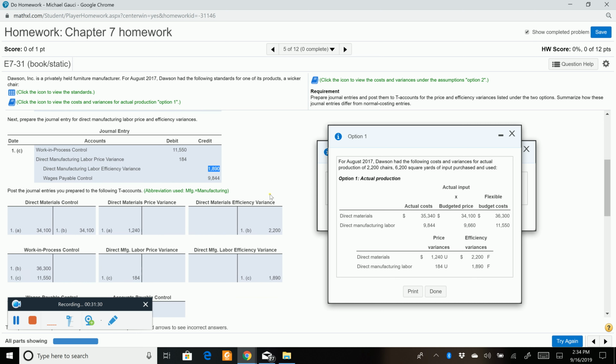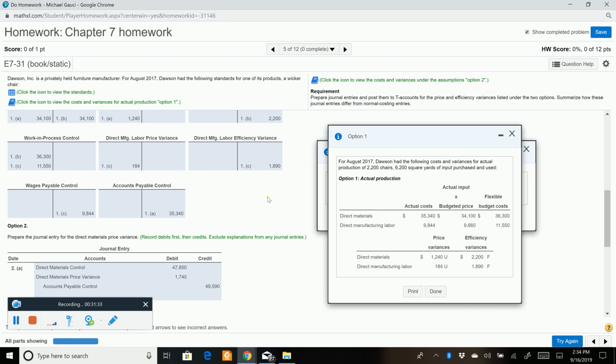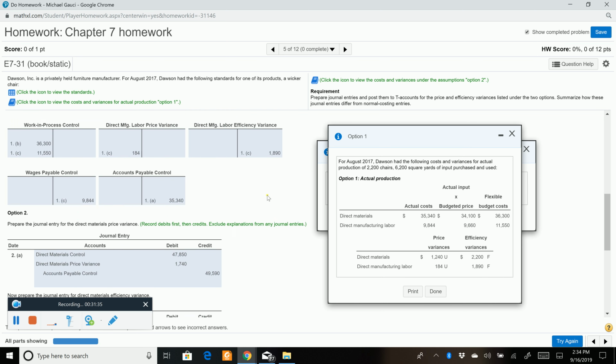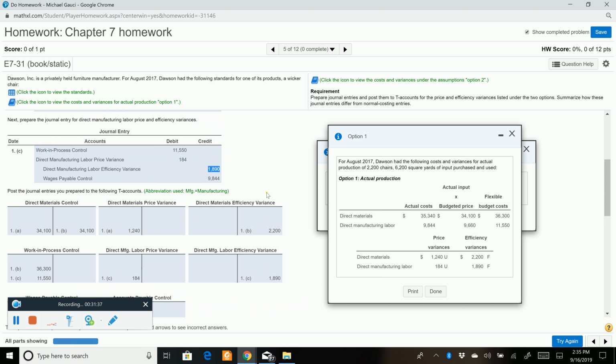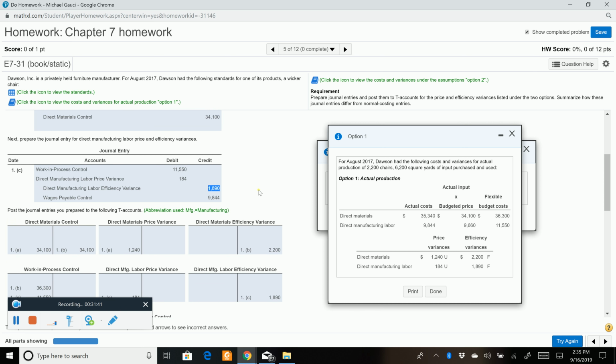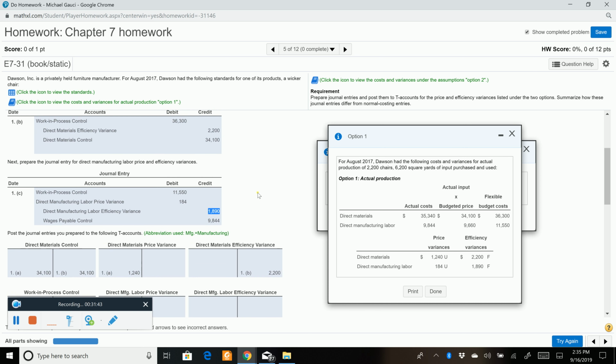And basically what we do at the end of the period is we are going to close out all of our price variances and our efficiency variances. They will all get closed out to cost of goods sold. We close out all variances to cost of goods sold, assuming they are immaterial in nature. And that's exactly what we have in this case.